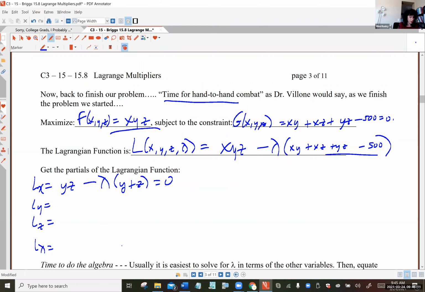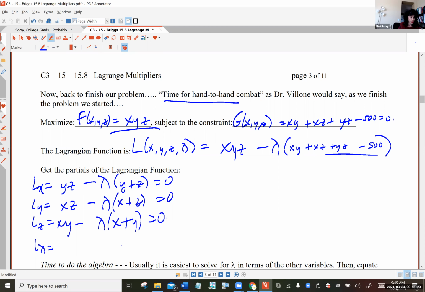Get the partial with respect to y now. Okay, I get xz minus lambda times the quantity x plus z. Set it equal to 0. Fine. For z, I get xy minus lambda times parentheses x plus y. Set it equal to 0.